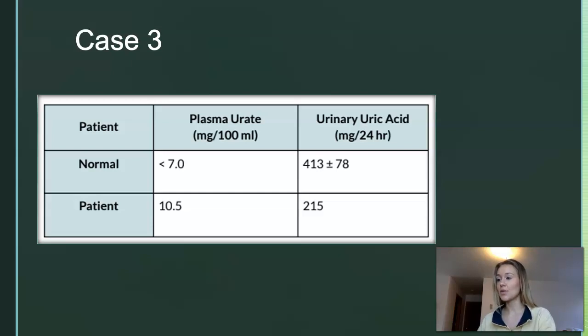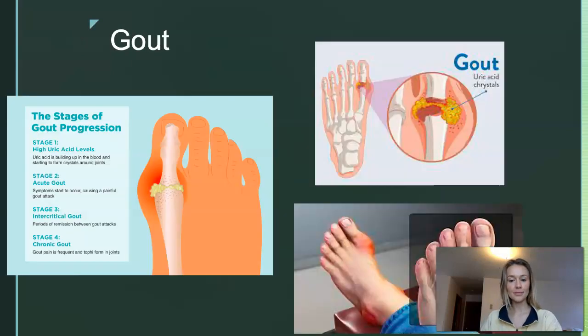He does not report any recent or apparent trauma to the foot, and because of this, labs are collected, including a urinalysis. Serum blood levels show elevated plasma urate, while the urine samples show decreased levels of urinary uric acid. Based on the symptoms and labs, a diagnosis of gout is made. So on this slide, I just have pictures of gout and some of what causes it, which we will discuss further.